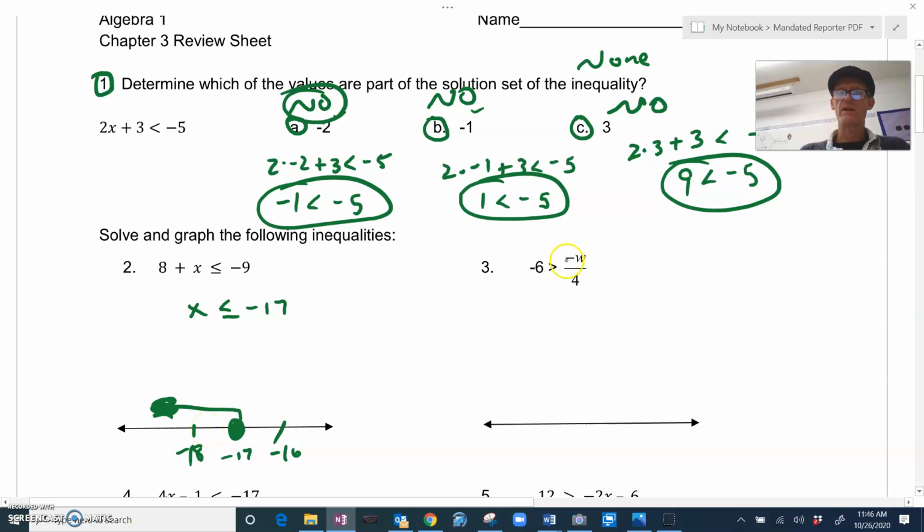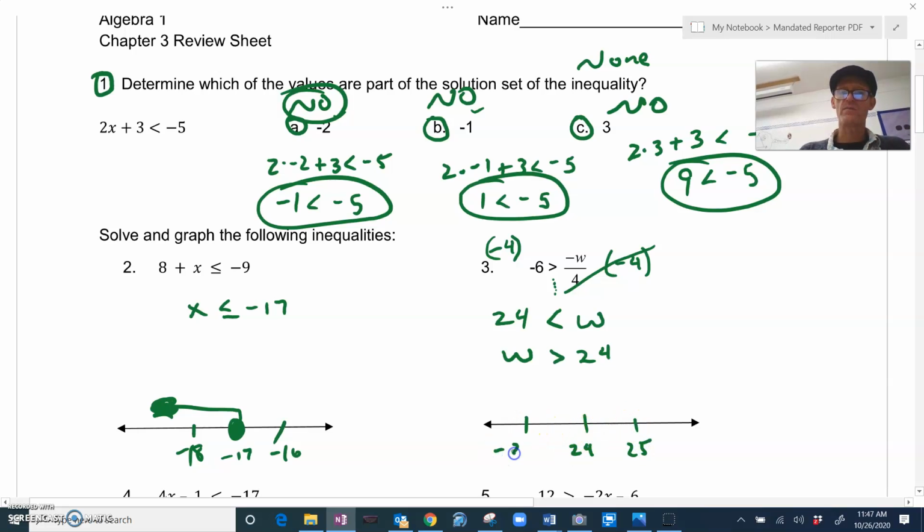All right, we're going to multiply by a -4 here. Multiply by a -4 here. So these cancel, and I have W. Now I got to reverse it because I divided by a negative, or multiplied by a negative. So instead of the arrow pointing this way, it's pointing this way. And this is +24. We can reverse this for comfort. W greater than 24. And this is 24, 25, and then 23. So I'm going to circle it, not fill it in, because it's not or equal to.